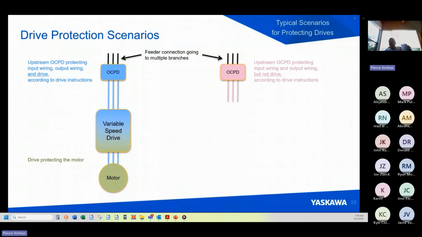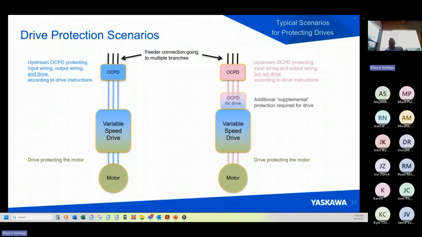If it's not listed as a UL protected device, then you have this other scenario going on, where you have your overcurrent protective device that's protecting the conductors, but then you have to add, in order to completely protect the drive, an additional supplemental device. Again, in some cases that might be a breaker, but often when you have to add something, it's going to be fuses. Okay, so these are two protection scenarios you can get into.